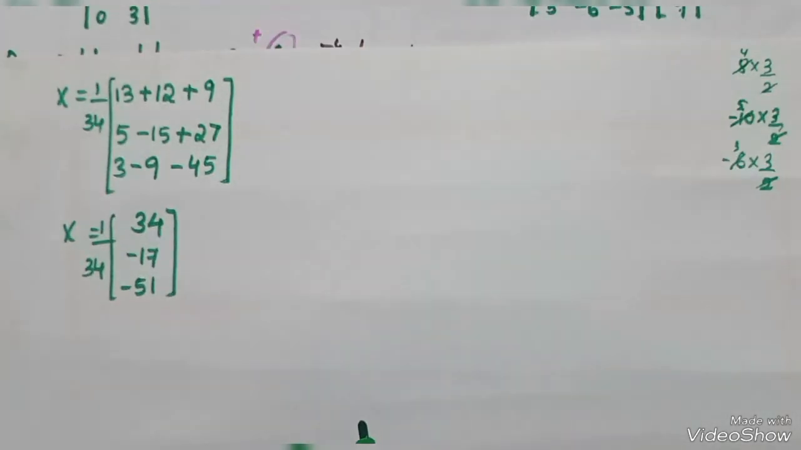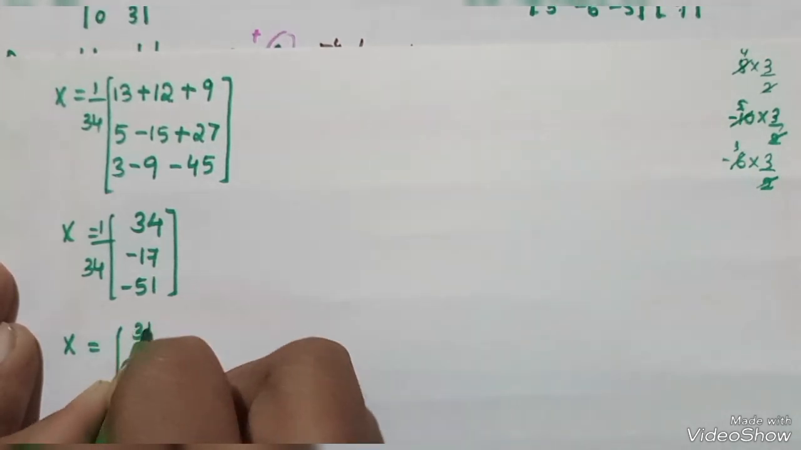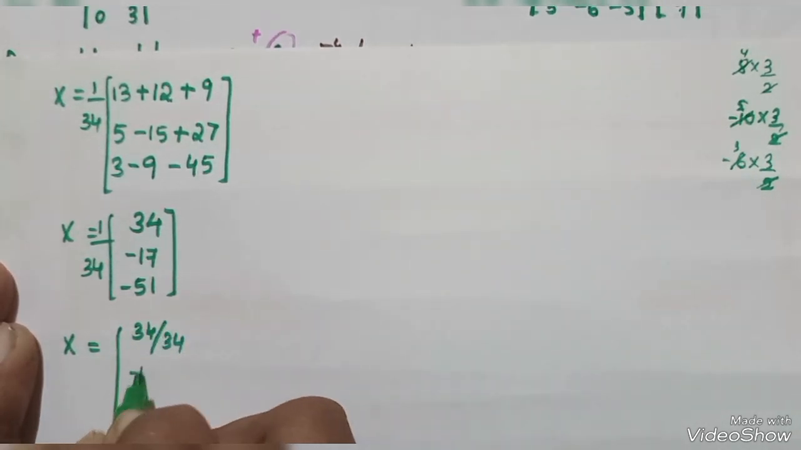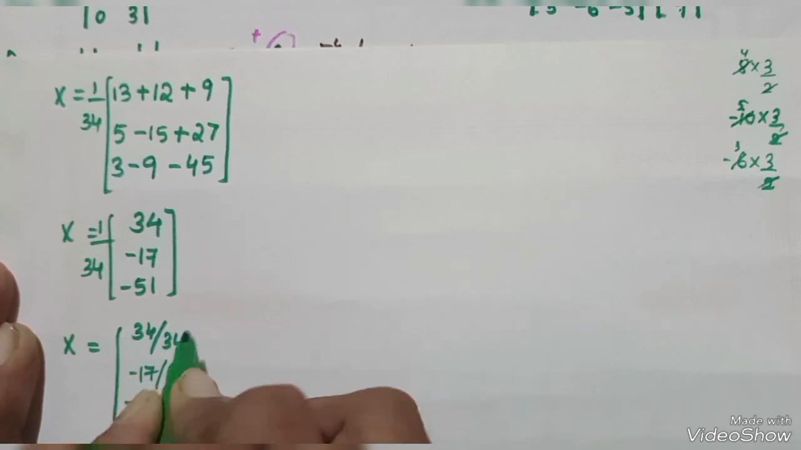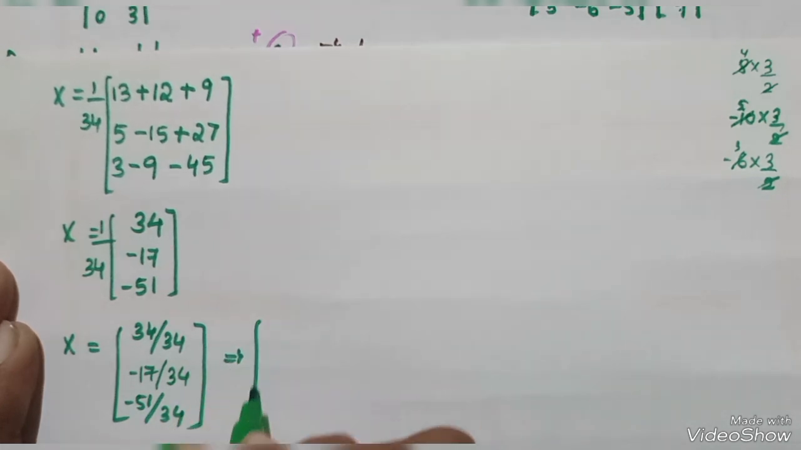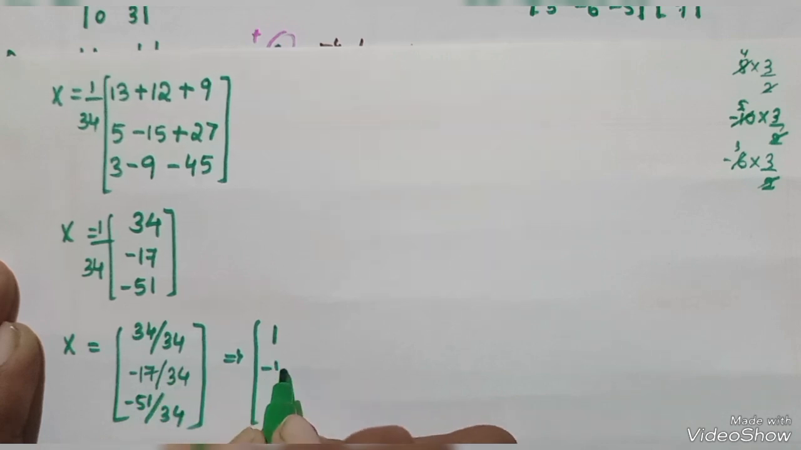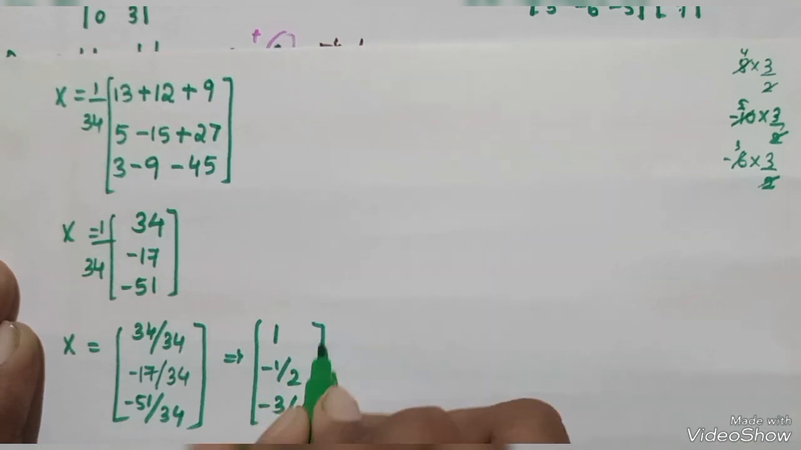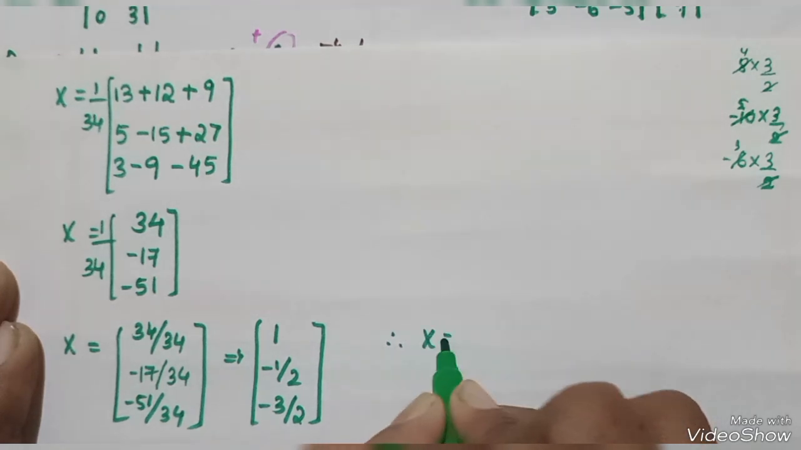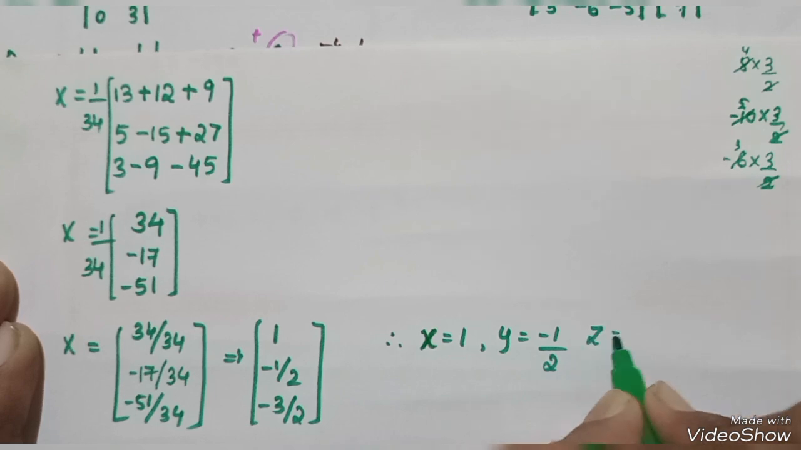Therefore, divide each element by 34. It is 34 divided by 34, minus 17 by 34 and minus 51 divided by 34. Then the values become: 34 ones are 34, 1. Here 17 ones are 17, 17 twos are 34, that is minus 1 by 2. Here 17 threes are 51, 17 twos are, that is minus 3 by 2. Therefore, x is equals to 1, y is equals to minus 1 by 2 and z is equals to minus 3 by 2.